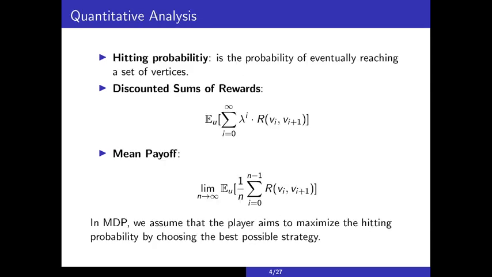The three quantitative objectives studied in this paper are hitting probability, discounted sums of rewards, and mean payoff. Hitting probability is the probability of eventually reaching a set of vertices starting from some vertex and going through a random walk. In discounted sum, the total reward is the sum of rewards obtained in each step of the process, each time discounted by a factor lambda. In mean payoff, we look at the limit of average rewards per step as the number of steps tends to infinity. Note that in MDPs, we assume that the player aims to maximize the hitting probability or the objective by choosing the best possible strategy.